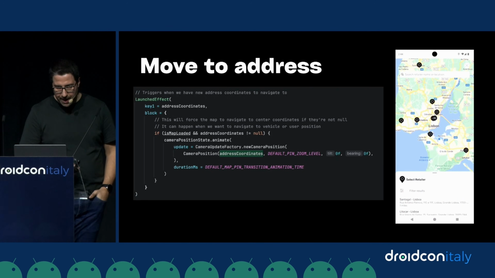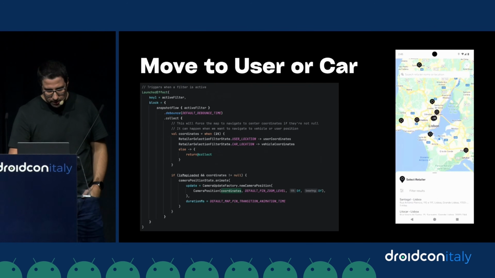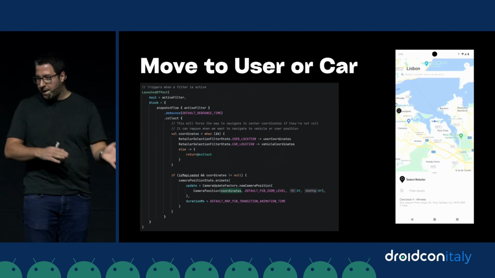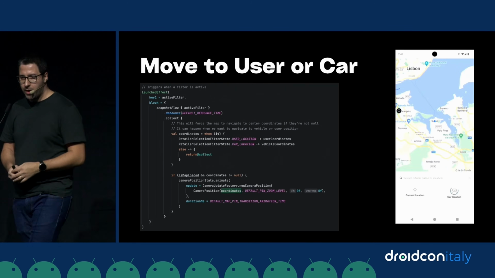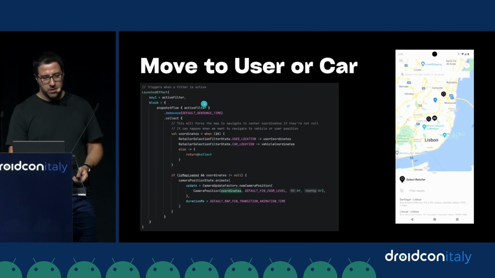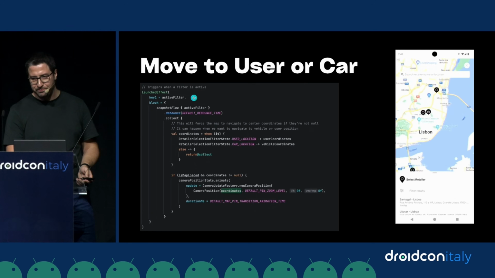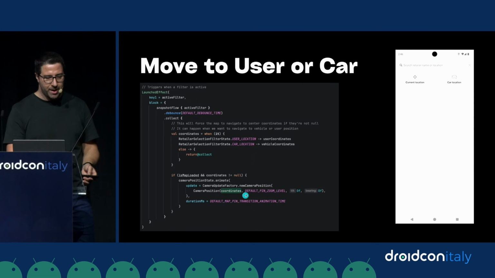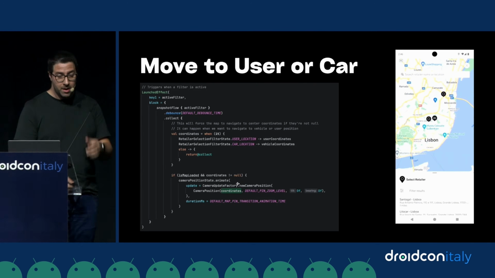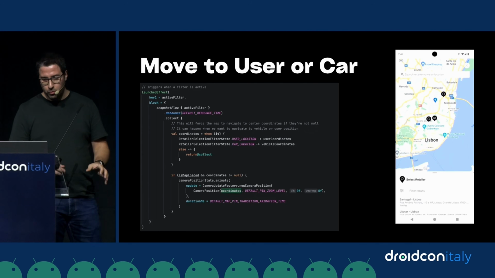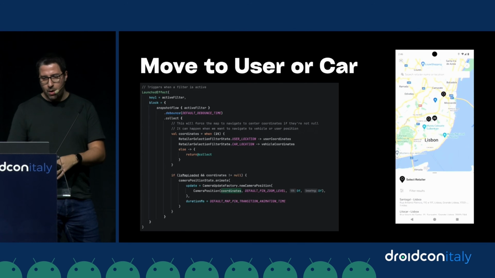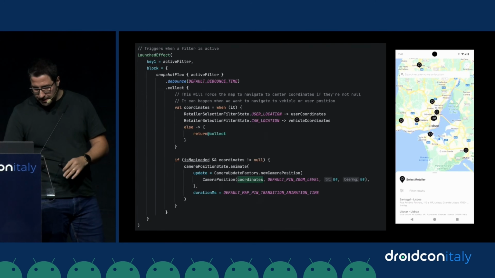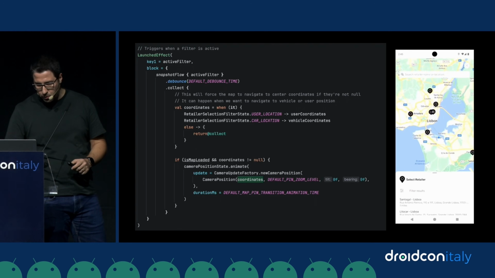And the last one is moving the map to the coordinates of your car or to your user coordinates. In this case, we are just observing which filter was clicked by the user in a launched effect, and we would be moving the camera using exactly the same animation that we used before, either to our current position or to the car position. And I think this is my last slide. This is just a zoom in of the code.